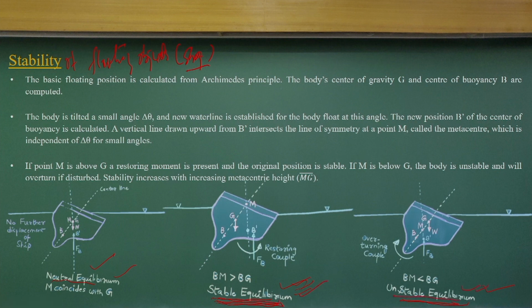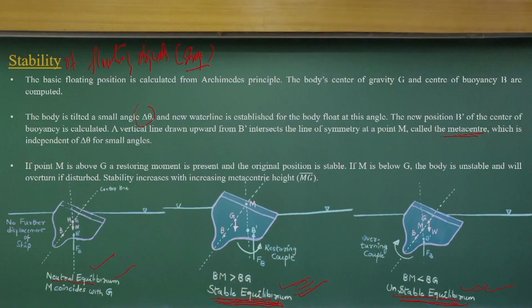Before doing that, let me introduce one point, which we call the metacenter. What is that metacenter? If I tilt a floating object to an angle of delta theta, then new water lines will come. That means the shape will change. For example, for this case, it will tilt in this part, so new water lines will come.